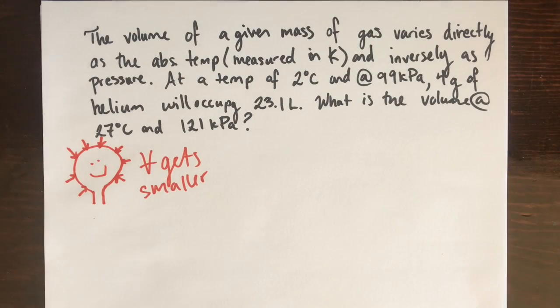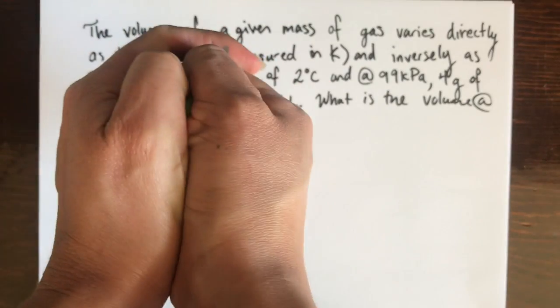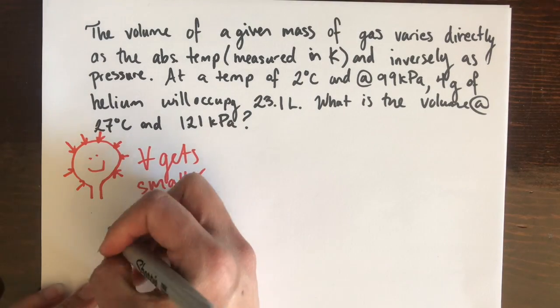So imagine I have an ideal gas, you'll learn about this in chemistry, and the volume of a given mass of gas varies directly as the absolute temperature and inversely as the pressure. Okay, imagine you take a balloon and I squeeze this balloon, so I add a bunch of pressure. The balloon is obviously going to get smaller, right? We can kind of imagine that, right?